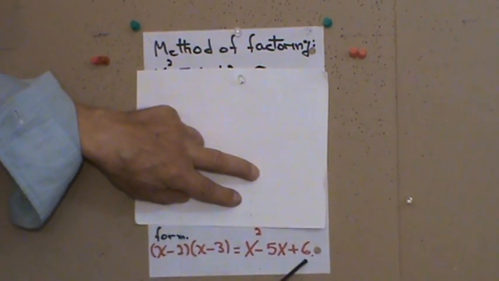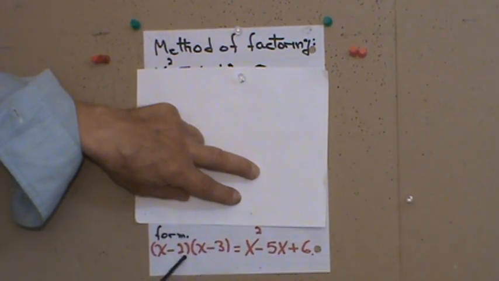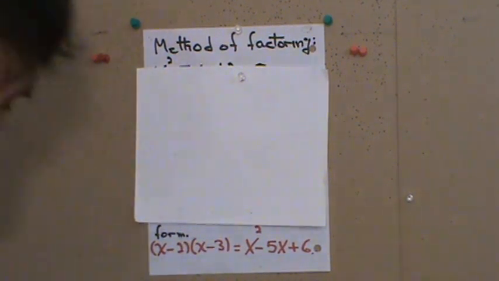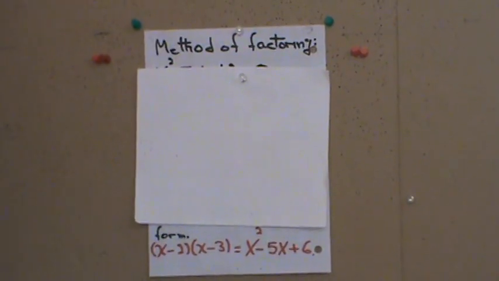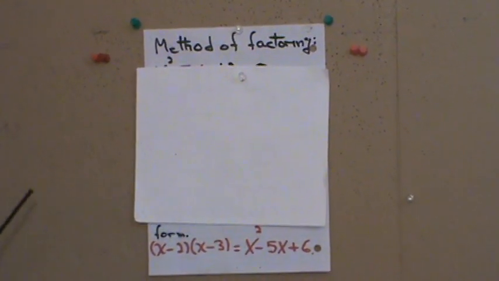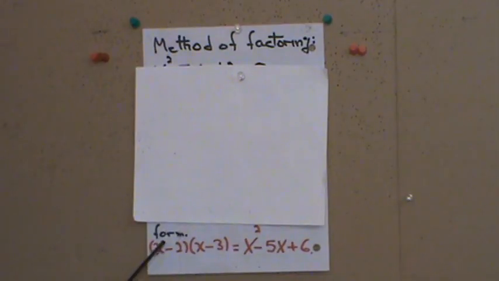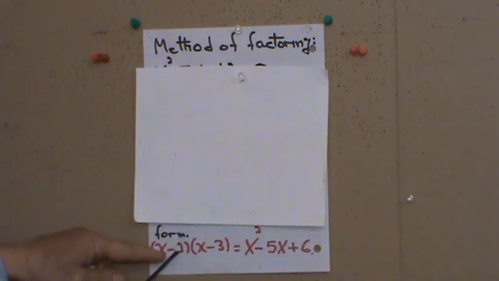So this is terms, like 2 plus 4. This is factors, like 2 times 3. Do you follow me so far? Okay, now, notice that when we multiply, look at that, 2 times 3 is 6. You see that? The constant term is the product of these two, and the coefficient of x is the addition of these two. Do you see that?